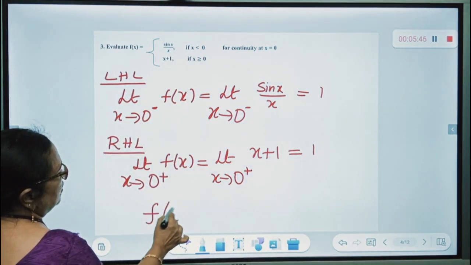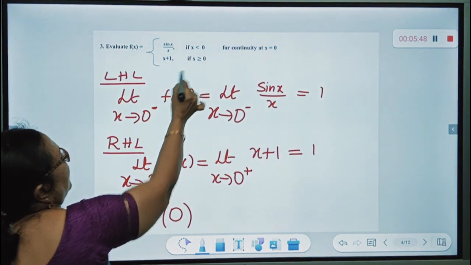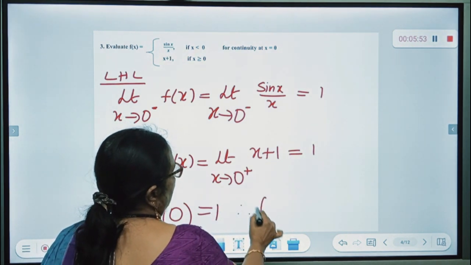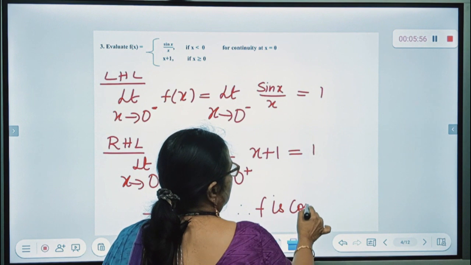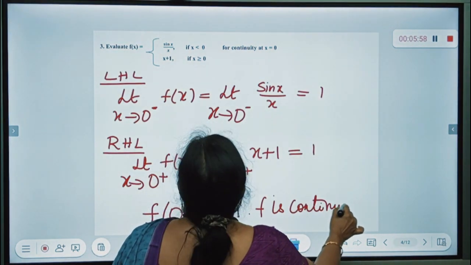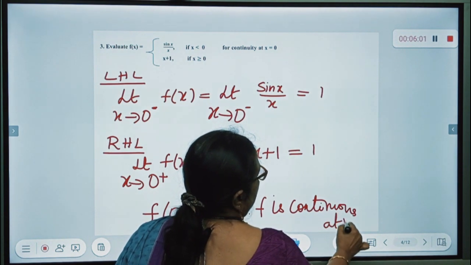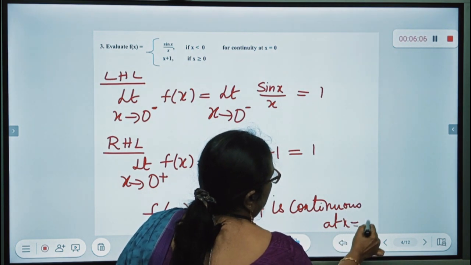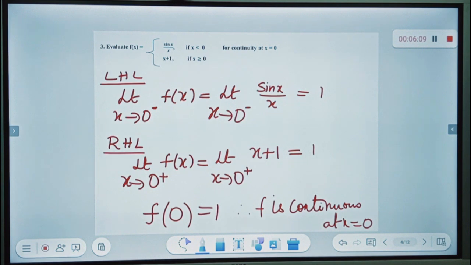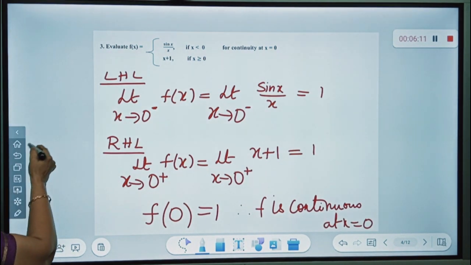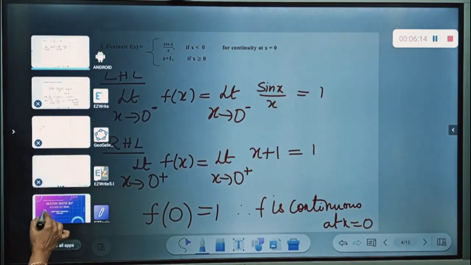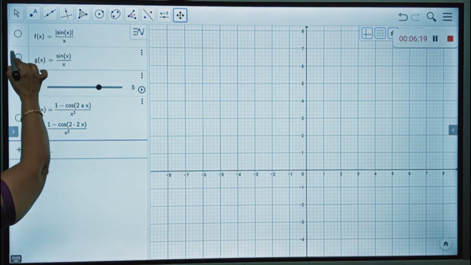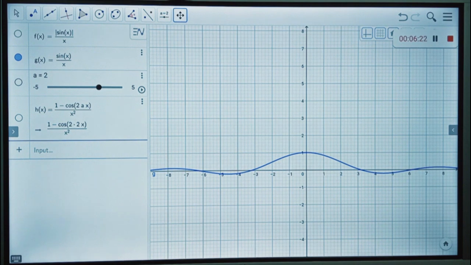Now what is f of 0? Here it is x plus 1 when x is greater than or equal to 0. So f of 0 equal to 1. Therefore, f is continuous at x equal to 0. For this also you can see the graph. Look at this graph, sin x by x.